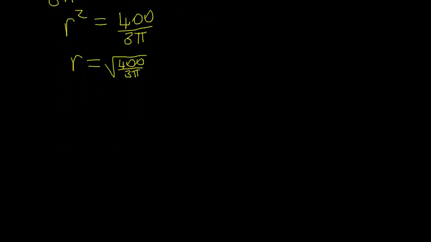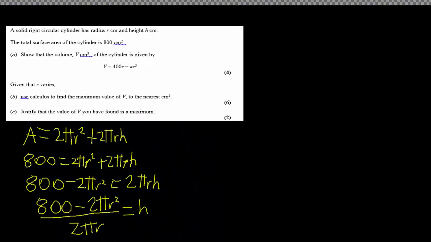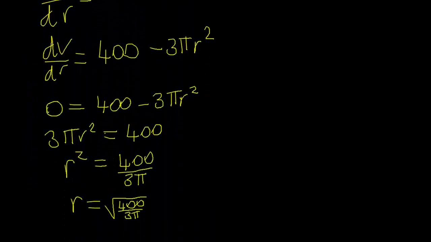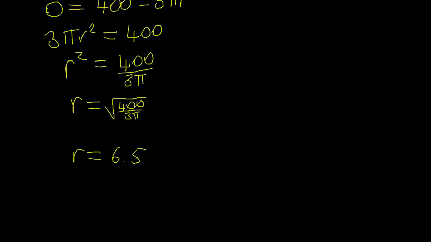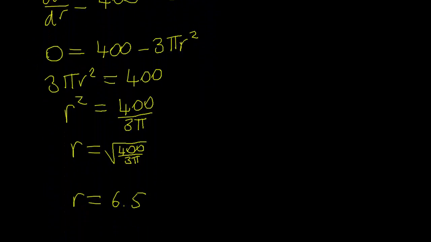Obviously this is core 2, so we can put that into our calculator, which would give us an approximate value of r equals 6.5. Now this is a really common mistake. The question did not ask us to find the value of r. If we look back at the question, it said find the value of v, the maximum value of v. So we've got a value of r, and that should give us the maximum value of v, but we need to check that in part C. But for part B, we actually need to find what v is equal to.